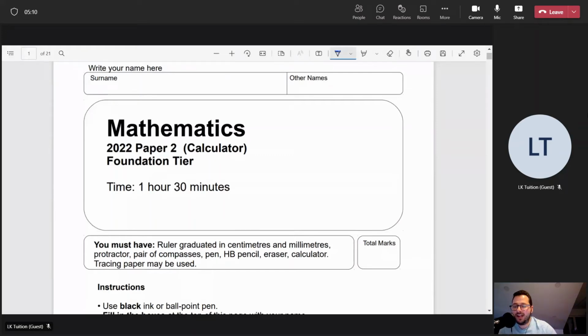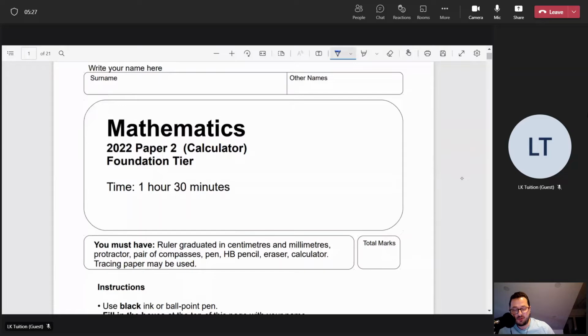All right, hello. We're going to have a go at paper 2 today, the foundation paper. This is a predicted paper based on the topics that have been released for this year, 2022. And this is a calculator paper, so I've got my calculator with me. And, well, let's get cracking.